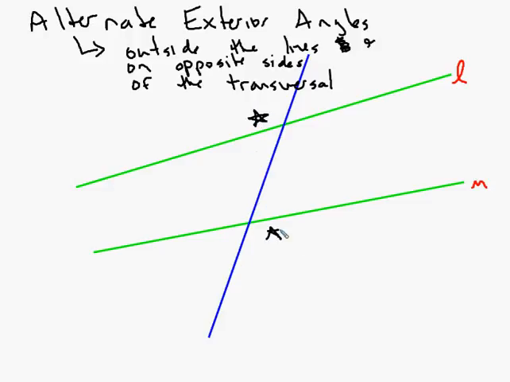Right here and right here. Do you see how those are on the outside of the green lines and they're on opposite sides of the transversal? Alternate exterior angles. And here's the sad face ones. They are also alternate exterior angles. They're outside the lines and on opposite sides of the transversal.